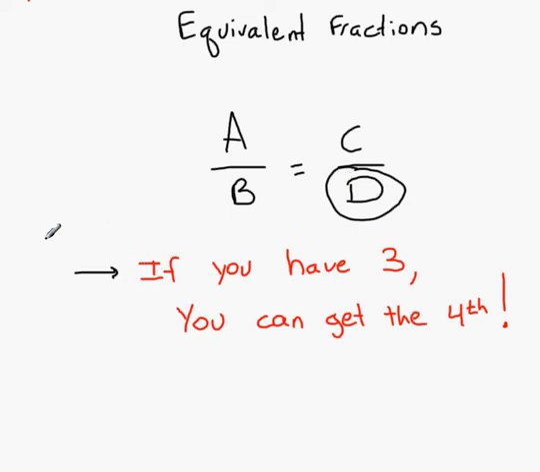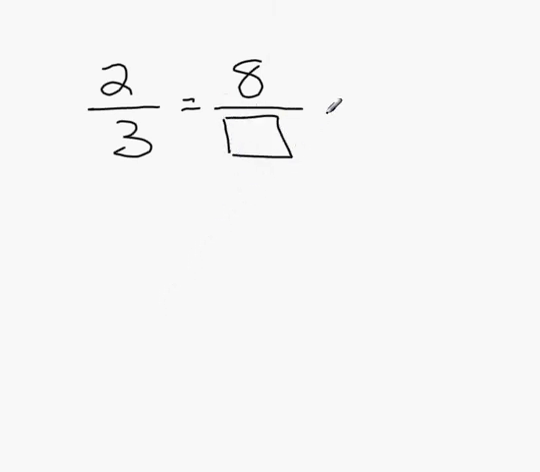What if you had this setup? What if I gave you 2/3 equals 8 over what goes in the box? Well, you've got to remember the thing we have said so many times this year. What you do to one number, you have to do to the other. So, how do you get from 2 to 8? Multiply by 4. And what you do to the top, you have to do to the bottom. So you have to take 3 times 4 as well. 3 times 4 gets you 12.